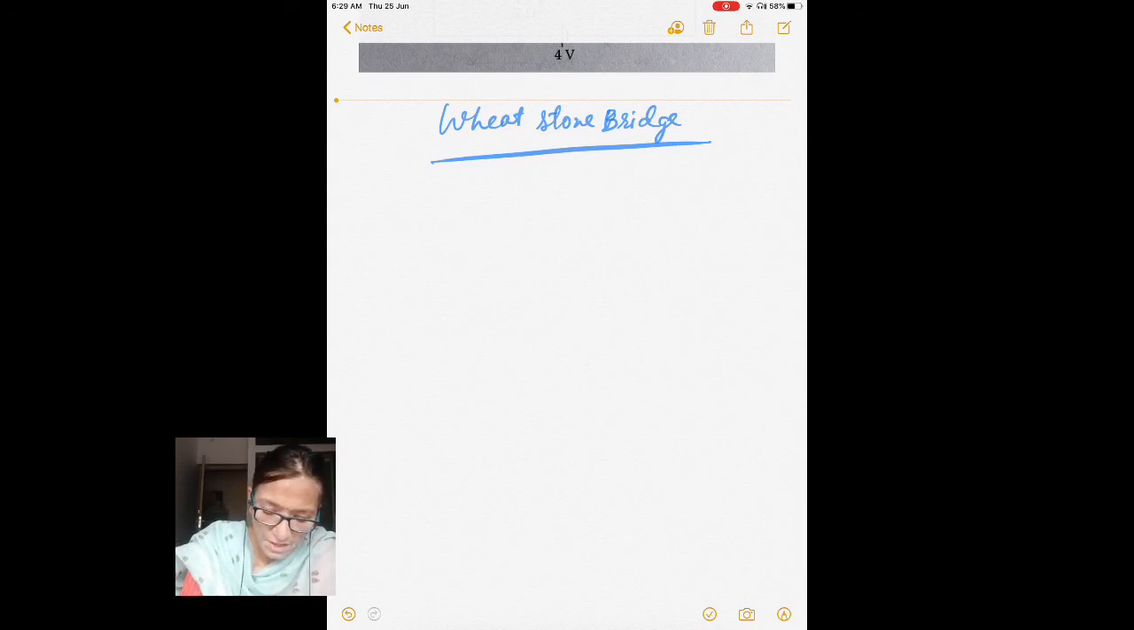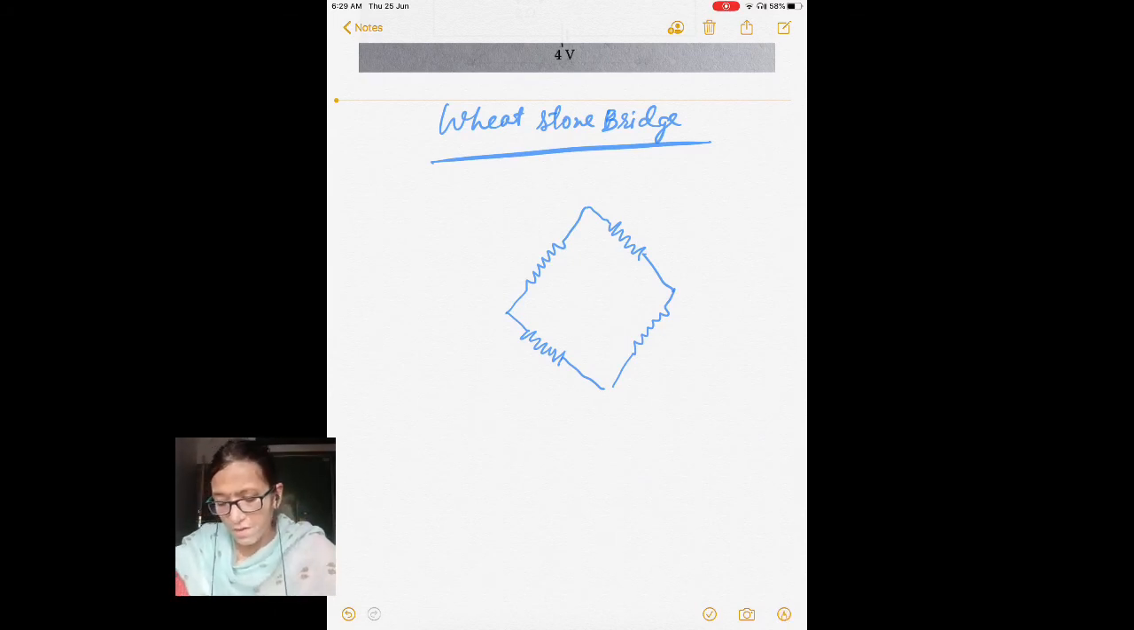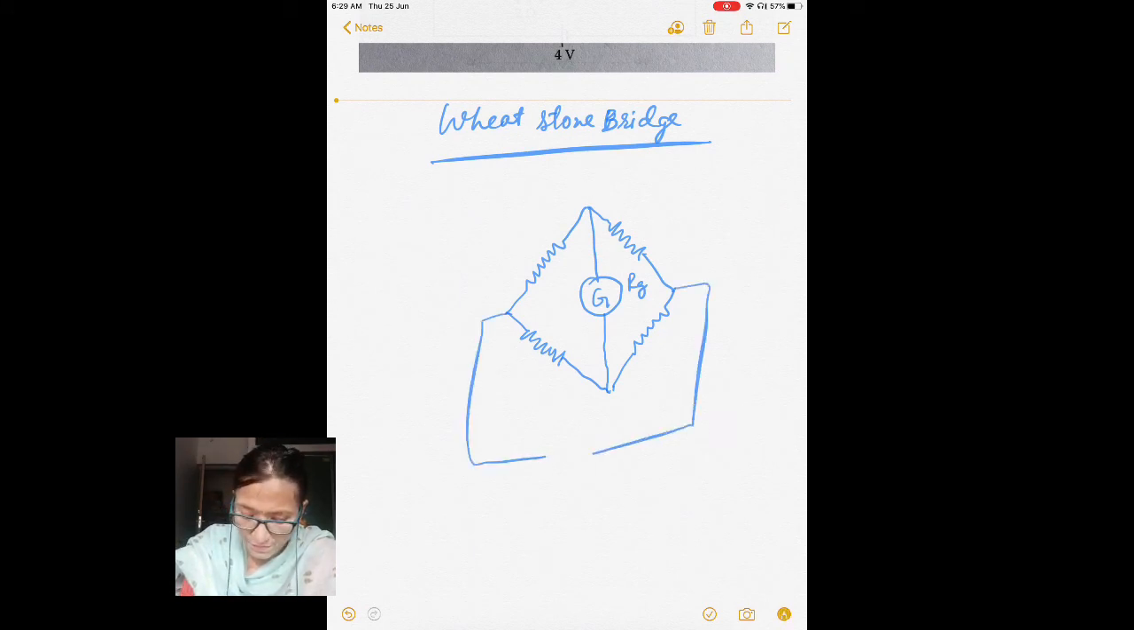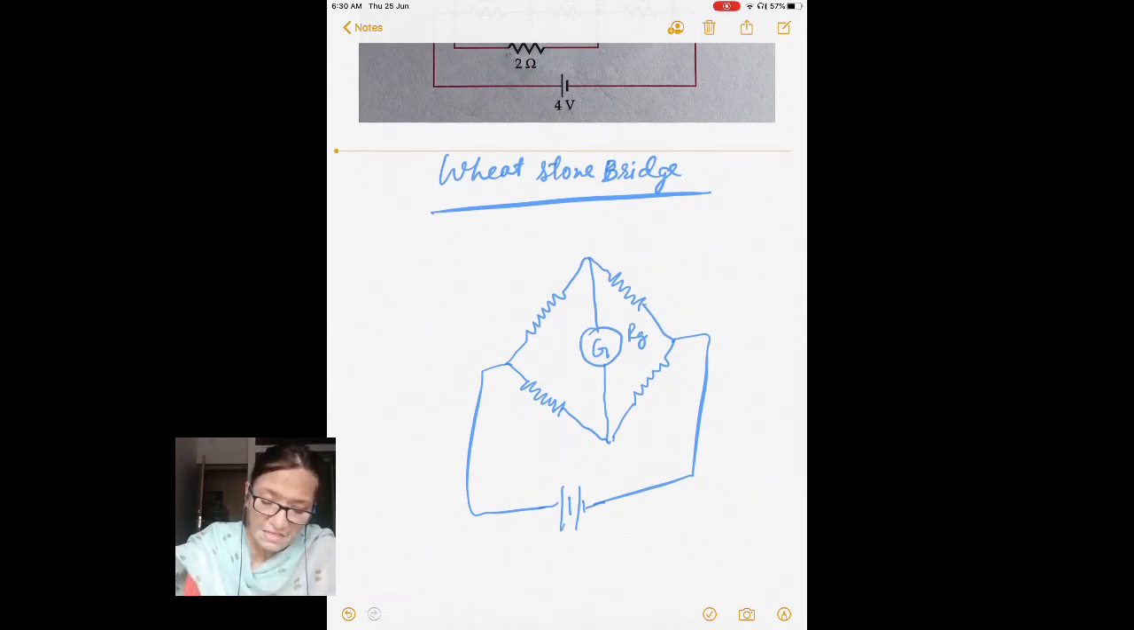So if you have such kind of circuit in which 4 resistors are connected in a rectangular shape in this way, and along any 2 ends of this connection, if we connect a galvanometer which is having resistance Rg, and across any other two ends if you connect a source of EMF, then such combination of resistances and calculation of current, calculation of resistances, voltage, all becomes very simple by using the theory of a balanced Wheatstone bridge.